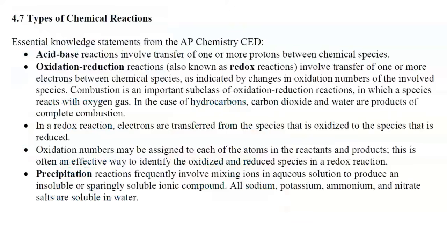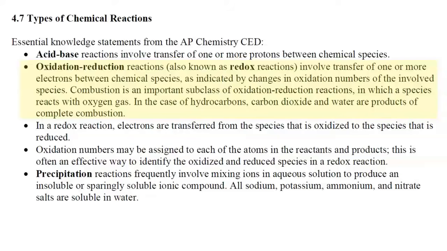Topic 4.7, Types of Chemical Reactions. Here are some essential knowledge statements from the AP Chemistry course and exam description. Acid-base reactions involve transfer of one or more protons between chemical species. Oxidation-reduction reactions, also known as redox reactions, involve transfer of one or more electrons between chemical species, as indicated by changes in oxidation numbers of the involved species.